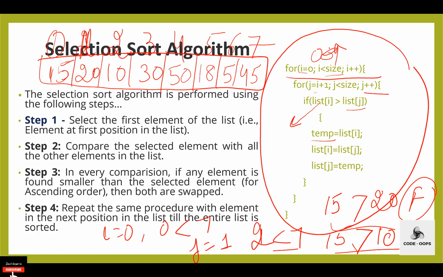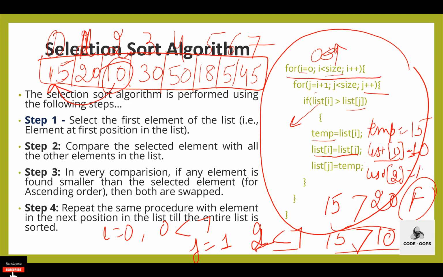Then interchange. temp is equal to list of i. List of i is 15, so 15 is copied into temp. Then list of i, that is list of 0, is equal to list of j. List of j is 10. Then list of j is equal to temp, so list of 2 is equal to temp. The value of temp is 15. Now after swapping, the output is 10, 20, 15, 30, 50, 18, 5 and 45.